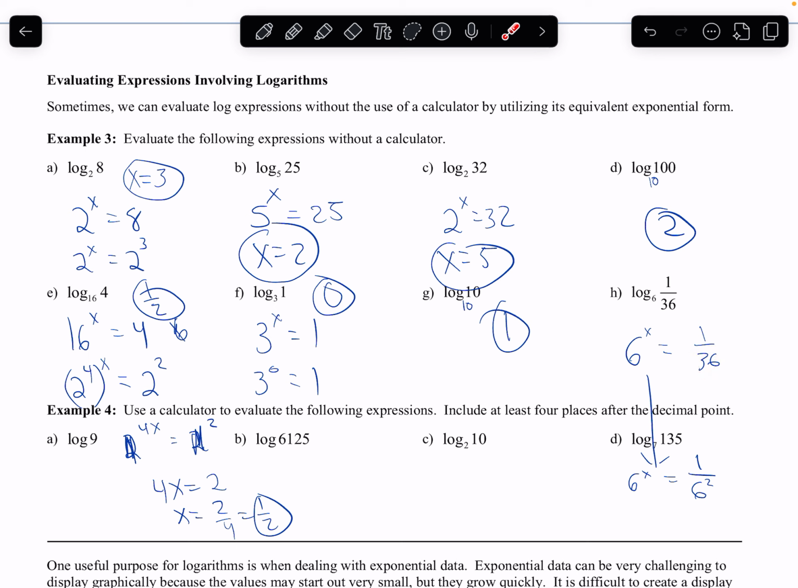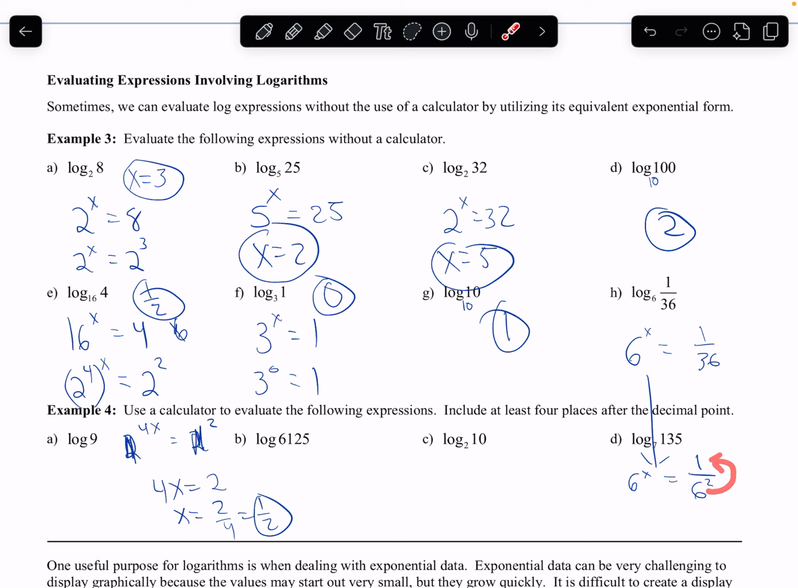And now I have a base of 6 on both sides. And that's what I want. I want the base to be the same on both sides. Now, notice how the 6 is in the bottom here, but it's on the top here. I need to get this out of the bottom so it can match this side. And I can do that. I can bring it to the top.